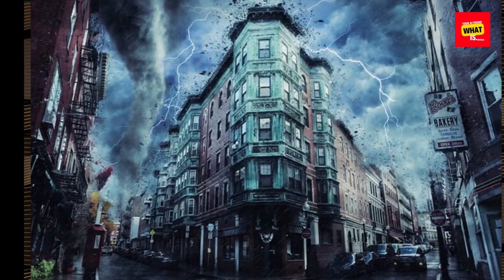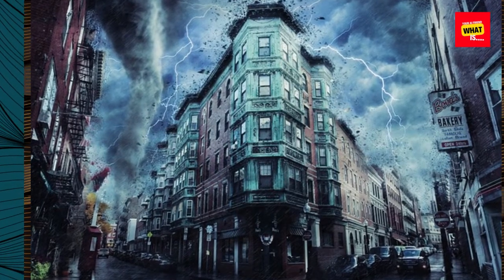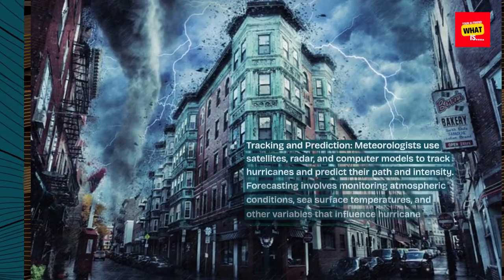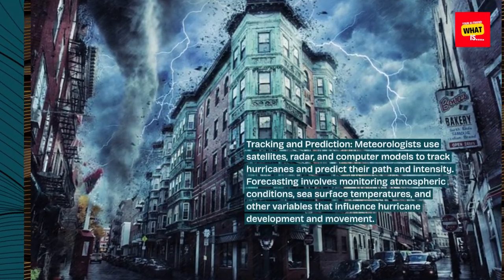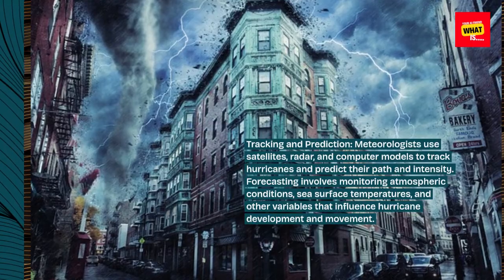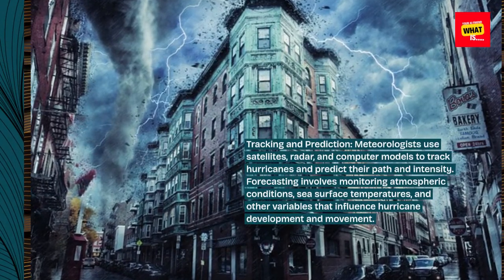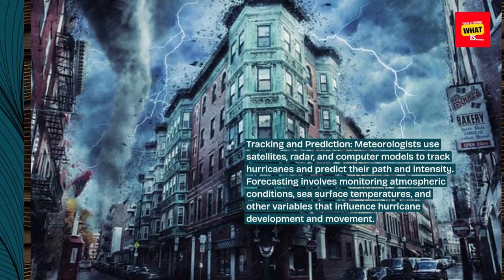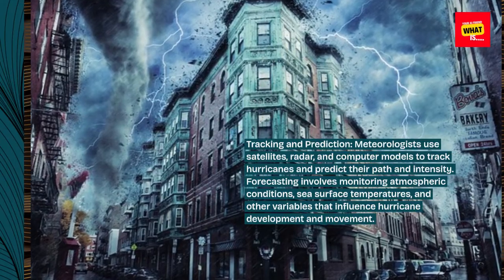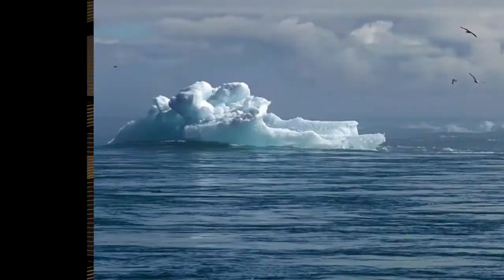Tracking and prediction. Meteorologists use satellites, radar, and computer models to track hurricanes and predict their path and intensity. Forecasting involves monitoring atmospheric conditions, sea surface temperatures, and other variables that influence hurricane development and movement.